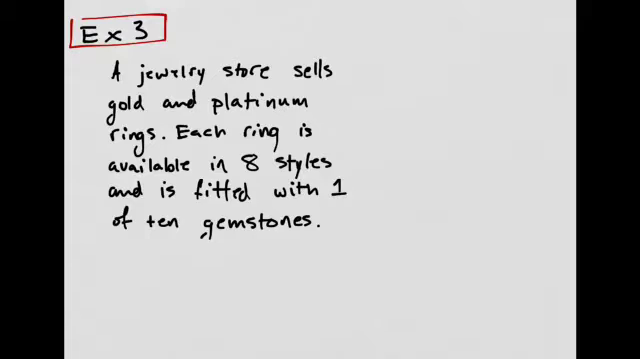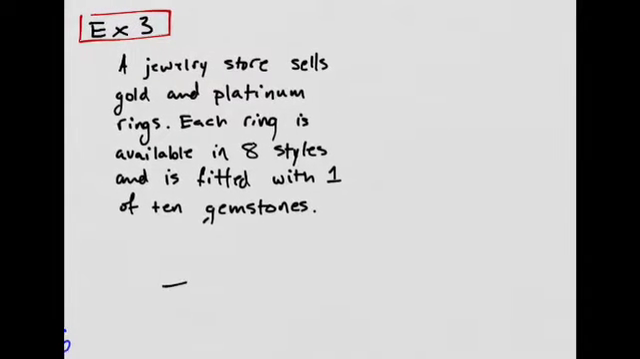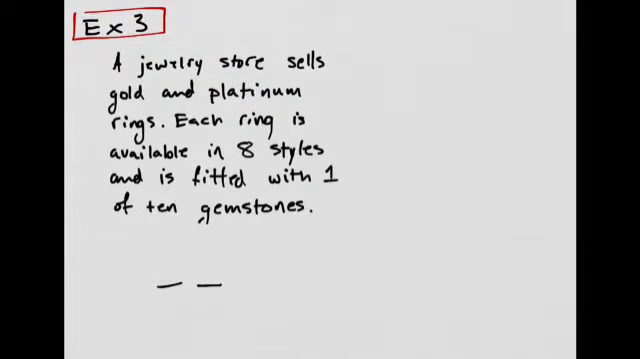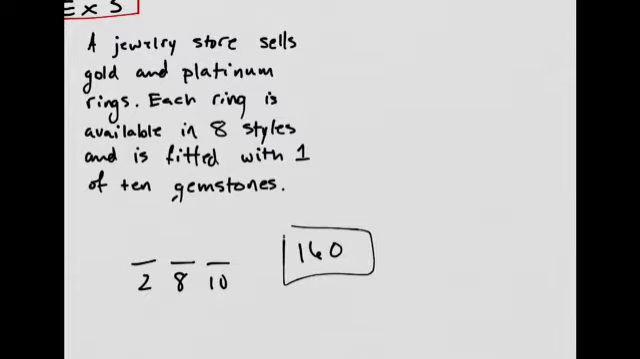So I'm thinking here, what's one single outcome? That's my first step. Always the first step, look at what is one outcome. Well, I have either a gold or a platinum ring, so that's the first choice. Then each ring has 8 styles, so I pick a style. So 1 single ring, gold or platinum, 1 single style out of the 8, and then 1 of the 10 gemstones. How many choices do I have? Well, I have 2 times 8 times 10, and that's just 160. That's how easy this is.